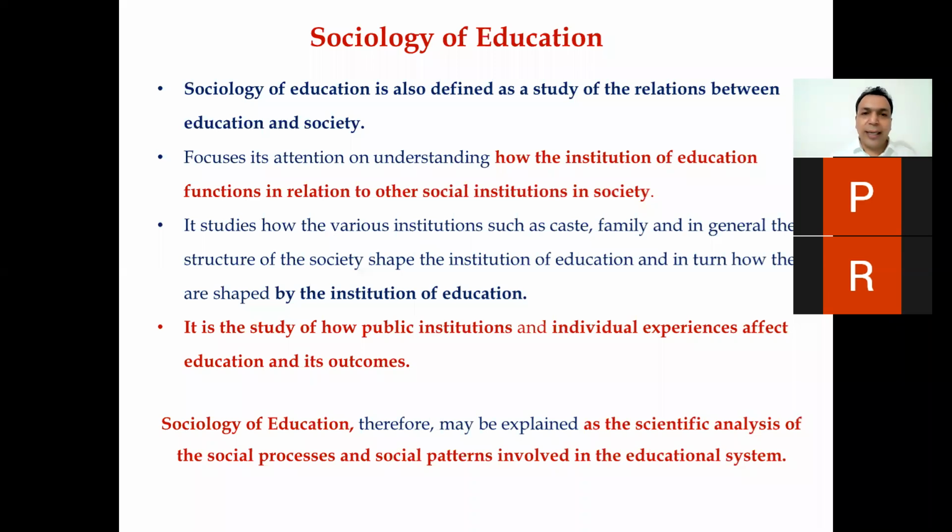Fourth point, look, it is the study of how public institutions and individual experiences affect education and its outcome, right guys? And we conclude that sociology of education therefore may be explained as a scientific analysis of social processes and social patterns involved in the education system, right guys?